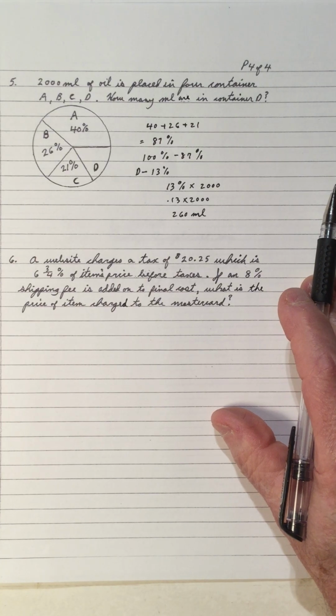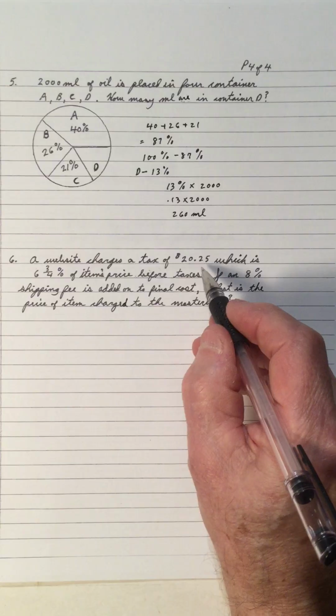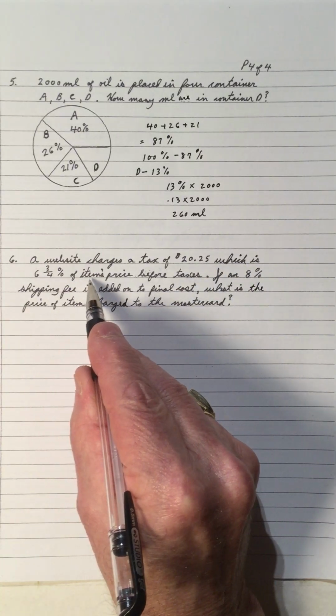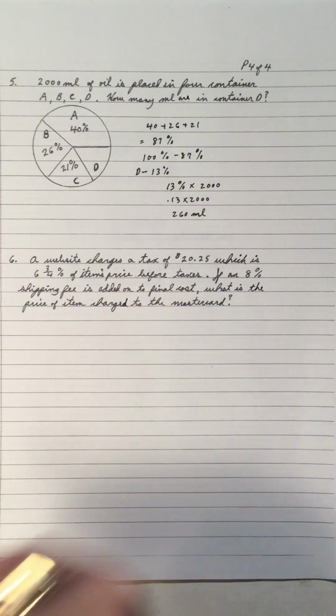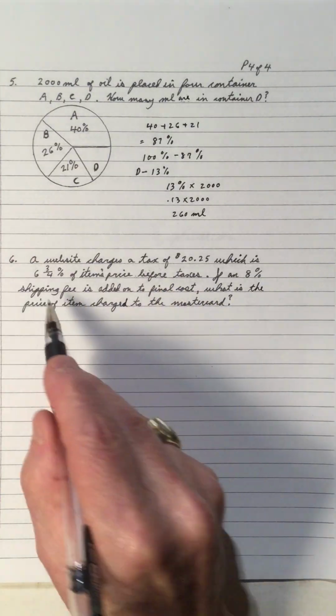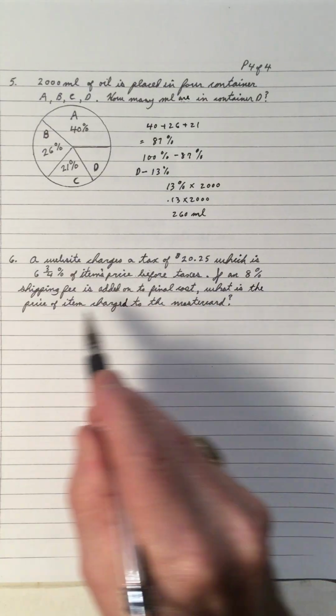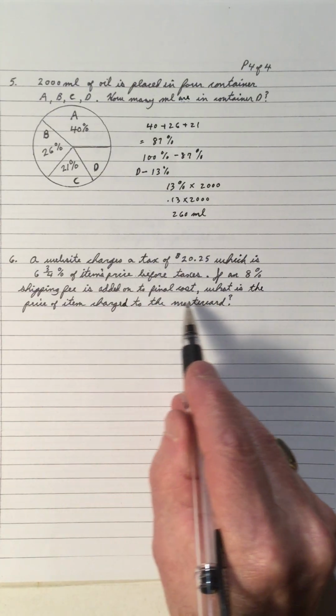A website charges a tax of $20.25, which is 6 3/4% of the item's price before taxes. If an 8% shipping fee is added to the final cost, what is the price of the item charged to the MasterCard?